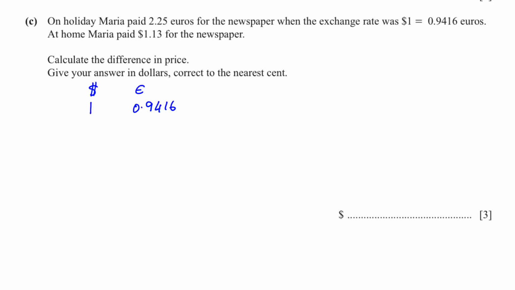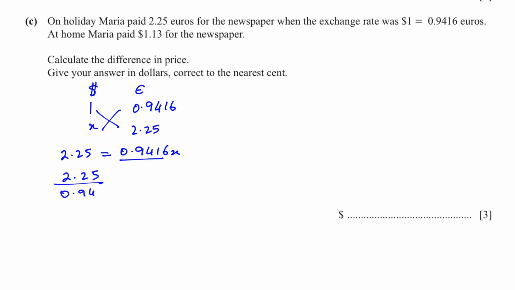0.9416. Therefore, 2.25 euros is equal to how much? Cross multiply. 1 times 2.25 is going to be 2.25 and 0.9416x. This is a multiply, so when I bring it here, it will become a divide. 0.9416. You will get 2.389 dollars, rounded to 2 decimal places, so 2.39. And this was what she paid in the holiday when she had gone.